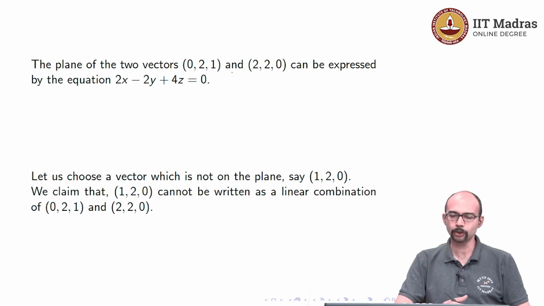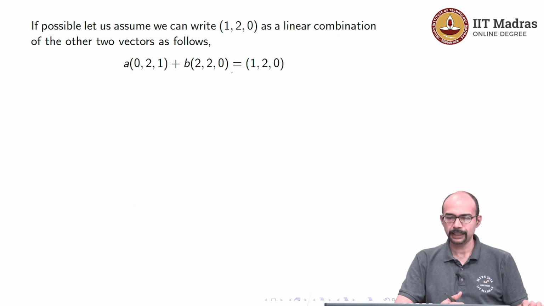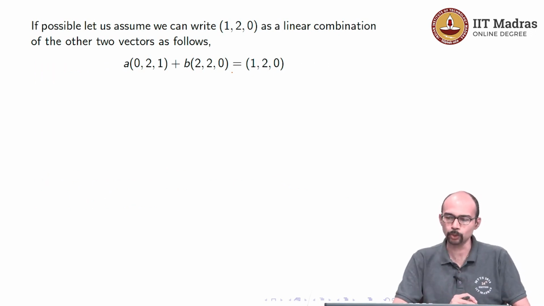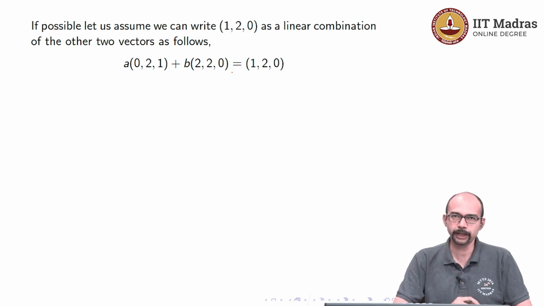We saw already it doesn't satisfy that equation. So it's not on the plane, and now the claim is it cannot be written as a linear combination of (0, 2, 1) and (2, 2, 0). So let's do this by contradiction. Suppose you can write this as a linear combination. So you have a times (0, 2, 1) plus b times (2, 2, 0) is (1, 2, 0). So a and b are the coefficients.